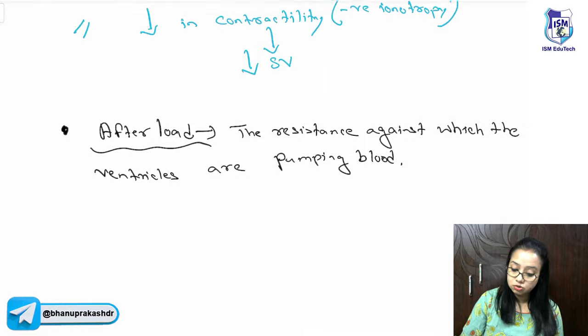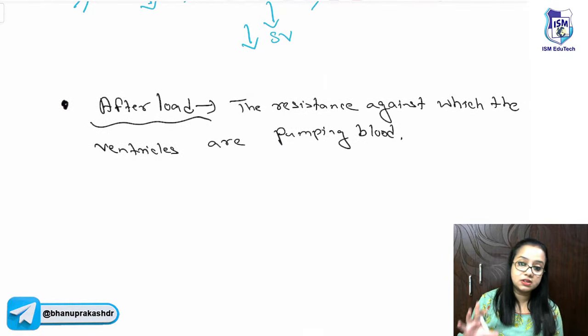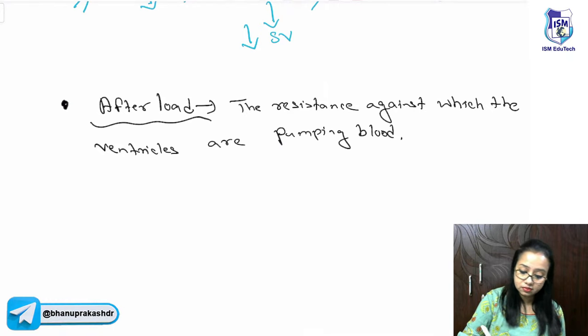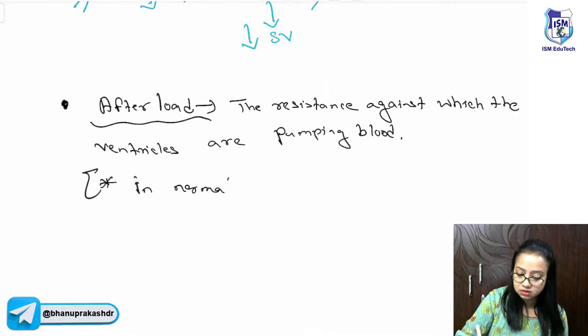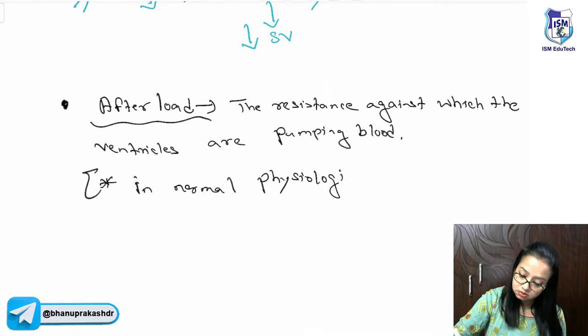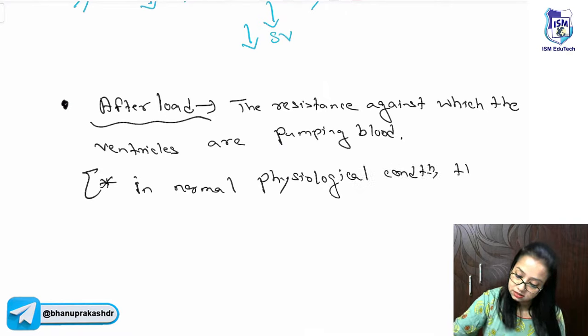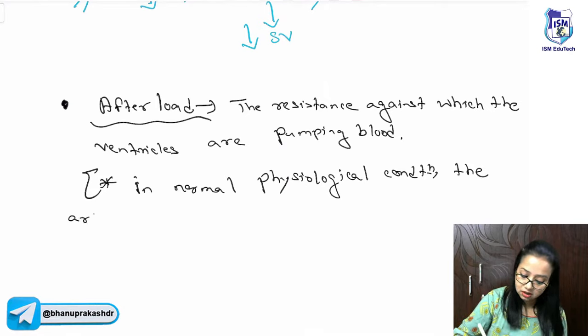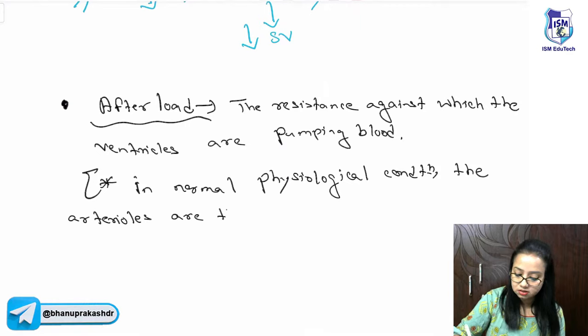Now, usually it is the arterioles that offer more resistance in normal physiological conditions. Let's write it: in normal physiological condition, the arterioles are the resistance vessels.